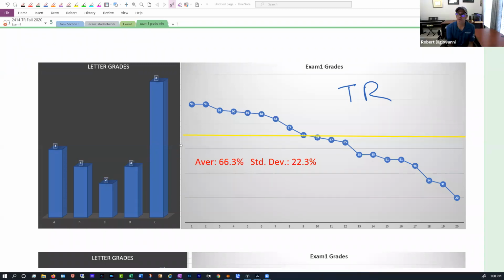We'll get started here in just a minute. We've got 12 people in right now, so let's see if we get a couple of stragglers here.